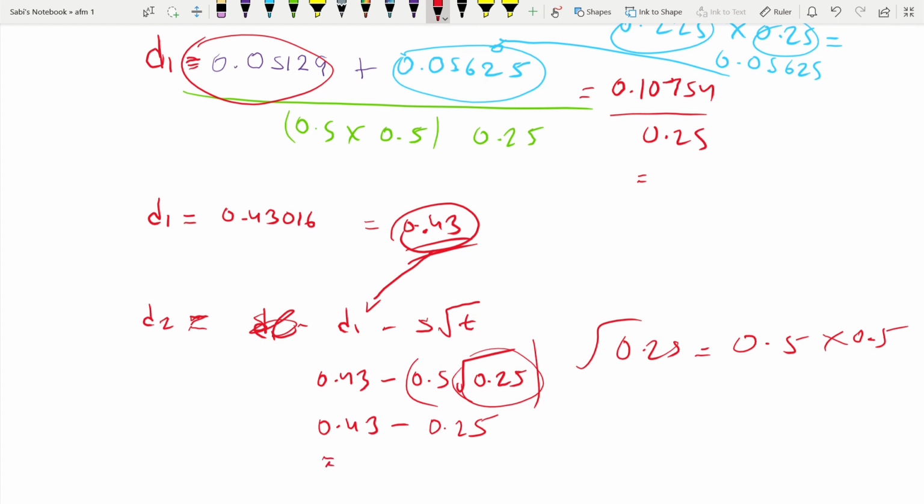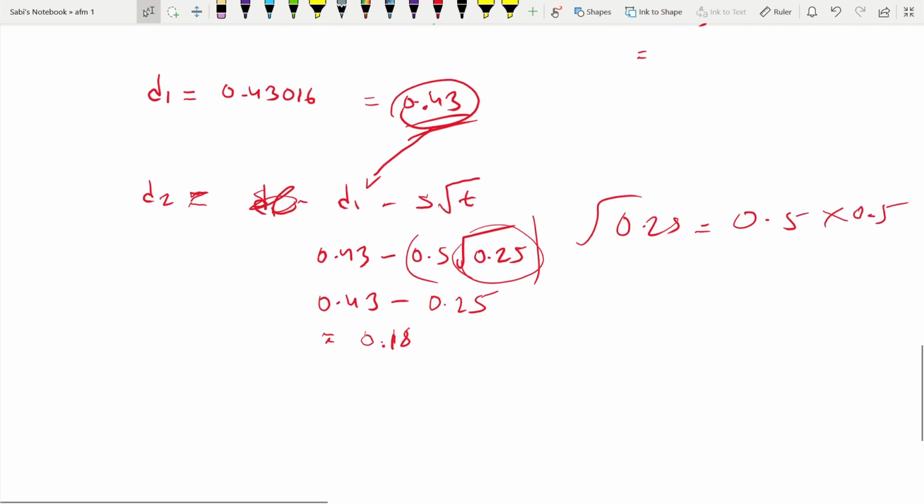Now 0.43 minus 0.25. So what? 0.18. So it's already in 2 decimal places. See, when you take D1 as 2 decimal places for the calculation of D2, automatically your D2 will come in 2 decimal places. Even if it does not come, make sure you round up. So this is 0.18.